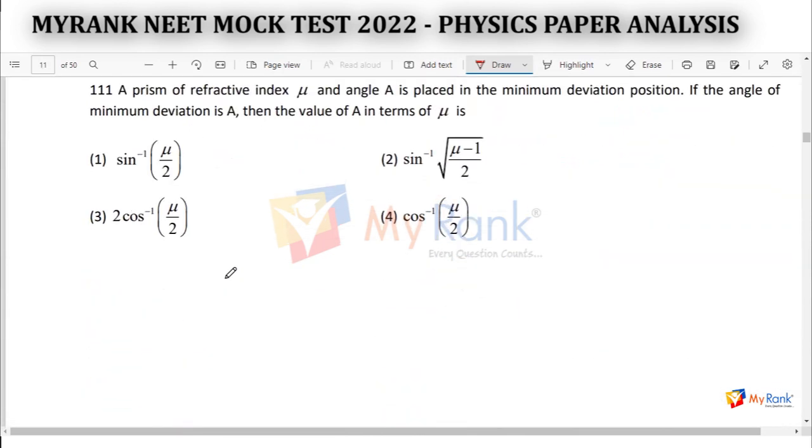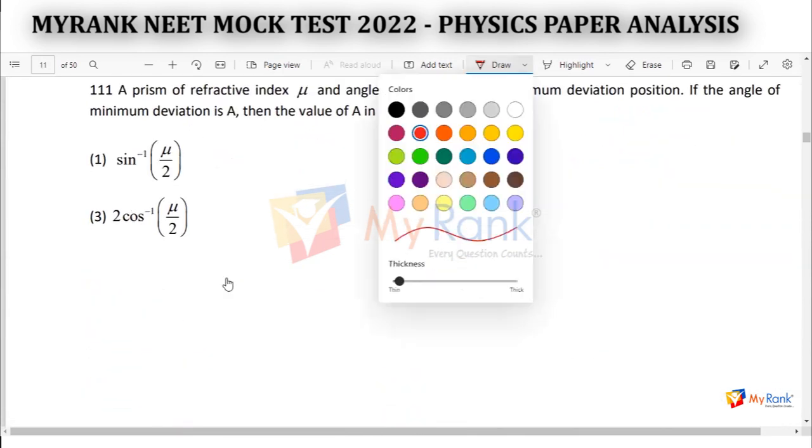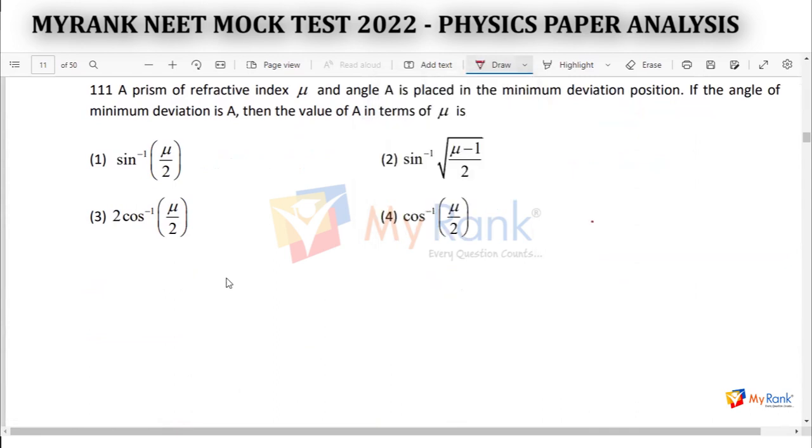Okay. Next, come to this. A prism of index mu and angle A is placed in a minimum deviation position. This is the minimum deviation position, students. Right? The angle of minimum deviation is A. So minimum deviation is nothing but the angle of prism according to the given. The value of A is asked in terms of mu.